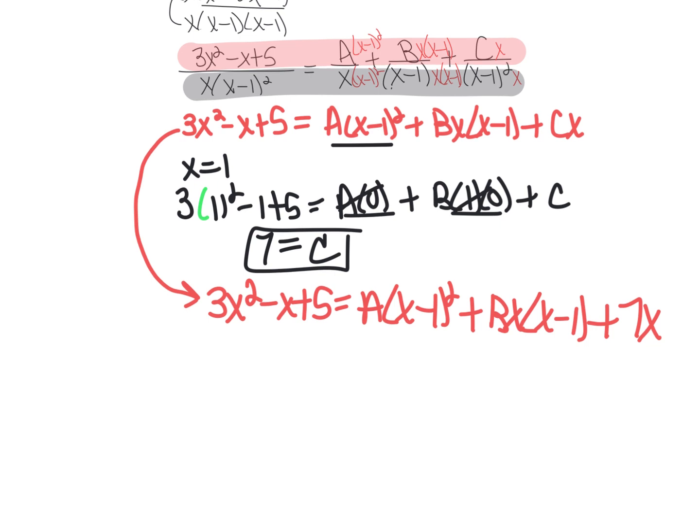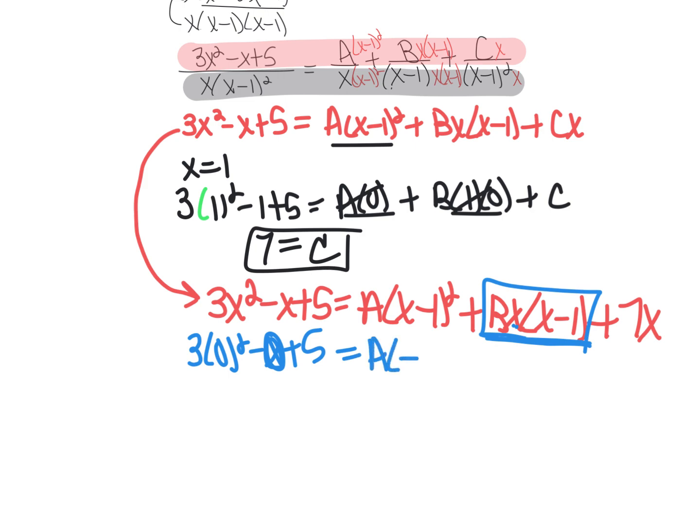Now I need to pick another value of x, and I'm going to choose x equals 0, because if I put that in here, b times 0 is going to be 0, so that's going to get rid of this term here in the middle. So we're going to have 3 times 0 squared minus 0 plus 5 equals a times negative 1 squared, because 0 minus 1 is negative 1, plus b times 0 times negative 1 plus 7 times 0.